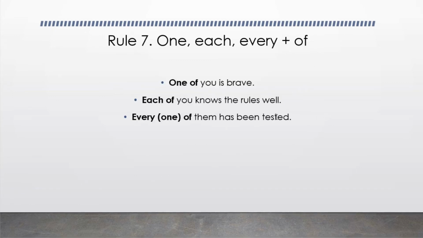Rule number 7, when you have subjects one, each, every, that comes with the preposition of, you always consider those subjects, simple subjects, singular. One of you is brave, each of you knows, and every one of them has.